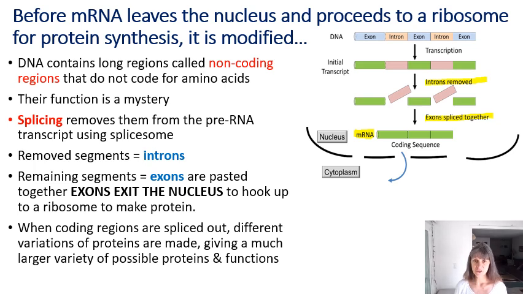When coding regions are spliced out, different variations of proteins are made, giving a much larger variety of possible proteins and functions. Remember, introns stay in the nucleus. They're not part of the messenger RNA. Exons exit the nucleus as the messenger RNA molecule.